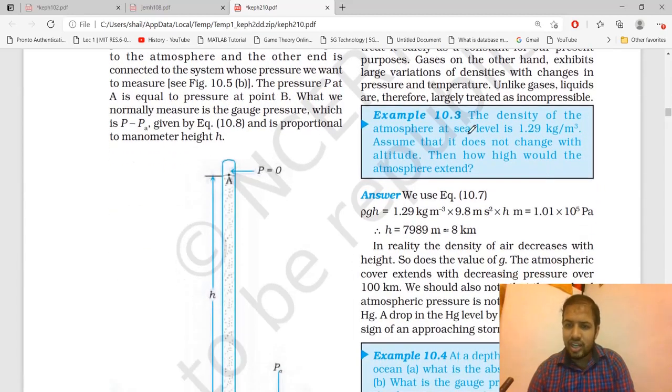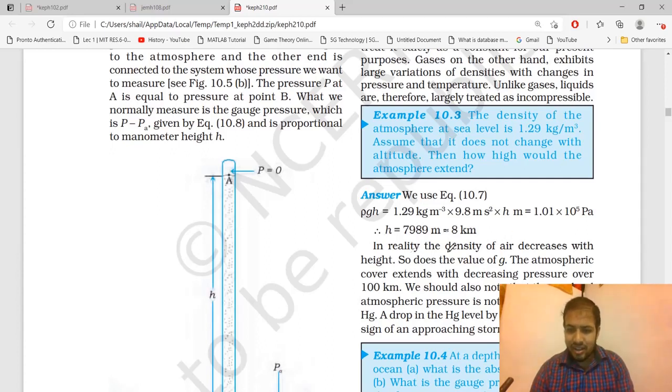The density of the atmosphere at sea level is 1.29 kg per meter cube. Assume that it does not change with altitude. Then how high would the atmosphere extend? By rho g h, we get about 8 kilometers. But the density of gas is not the same. That is the explanation given here.